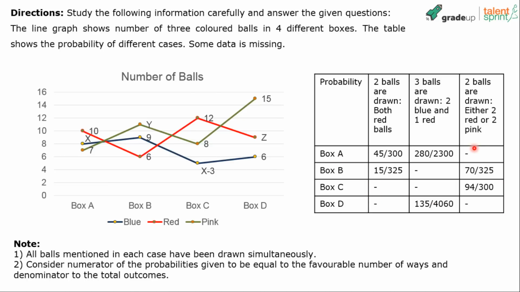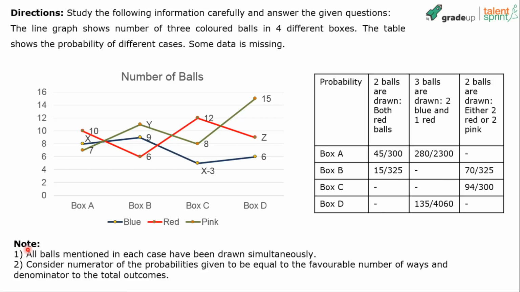As you can see, box A, third case, the value is missing. Box B, second case, the value is missing. In box C, both first and second cases values are missing. So that's the data we have.